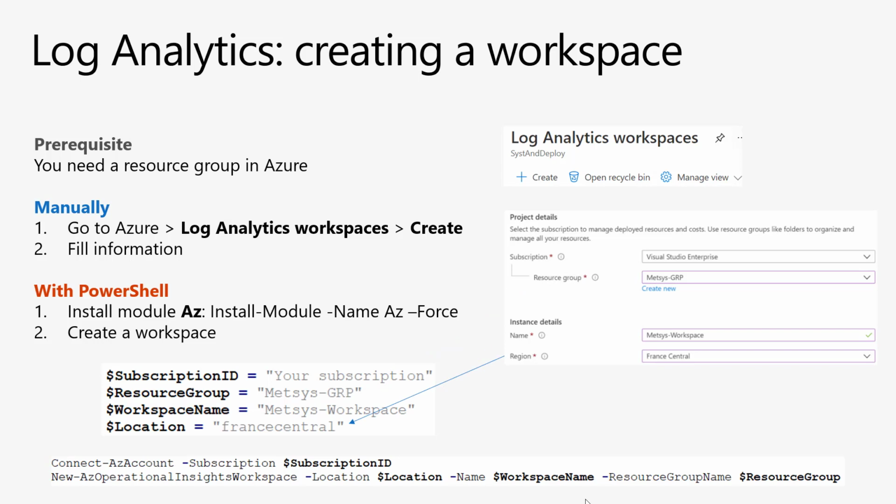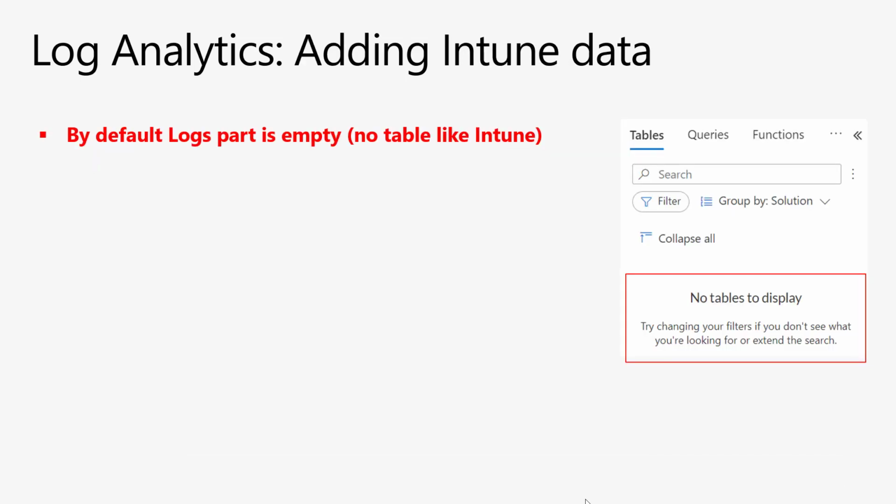Then you will need to authenticate to your tenant using the Connect-AzAccount cmdlet, and to create the workspace, we will use the cmdlet New-AzOperationalInsightsWorkspace, specifying the location, the workspace name, and the resource group name. By default, when you create a new workspace, there is nothing in it. There is no data, no table, so you won't be able to query data and create reports. There, it's an example of a new workspace. It will display no table.